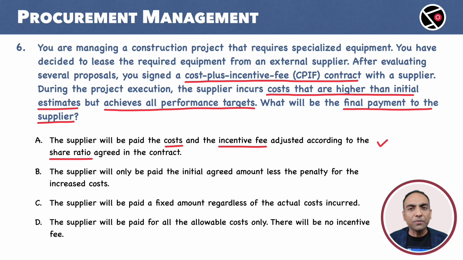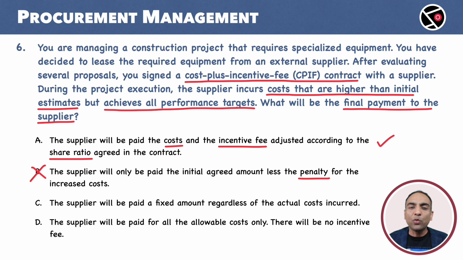Option A looks good to me. Still, let's check the other options. B. The supplier will only be paid the initial agreed amount less the penalty for the increased costs. This statement is somewhat vague. It mentions penalty, but the risk of additional cost is shared between buyer and the supplier based on the share ratio. Option A is explicit about this. A is still a better choice. And we drop B.